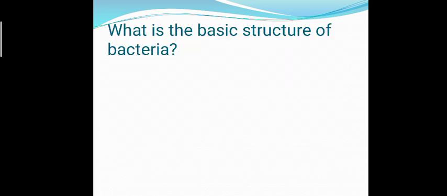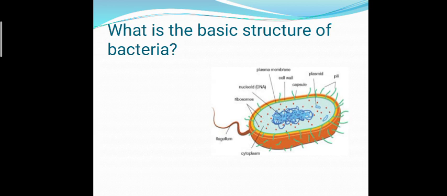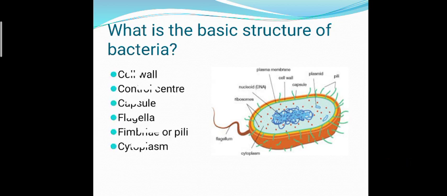Let's see the basic structure of a bacterial cell. Bacteria have a very complex structure. The main components of its structure are cell wall, control center, capsule, flagella, fimbriae or pili and cytoplasm.